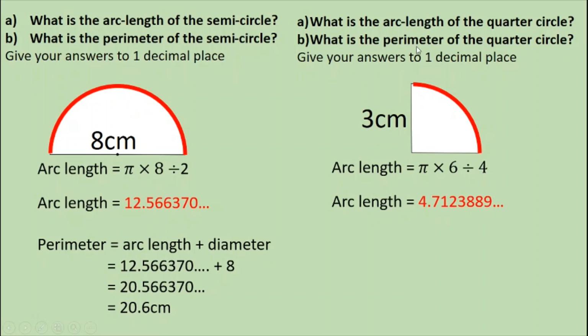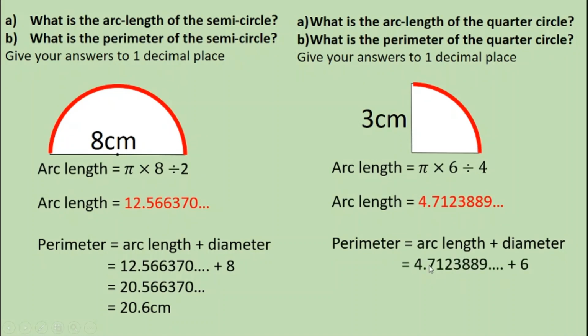Question B, though, is the perimeter. So we're going to take that and we're going to add on a diameter, because we've got one radius here and one radius here. Well, that's the equivalent of having a diameter. So we're going to do the arc length plus 6 for the diameter. And when we round the answer, we're going to get 10.7 centimeters.